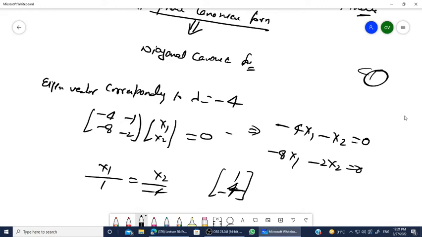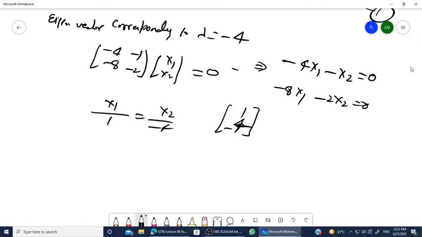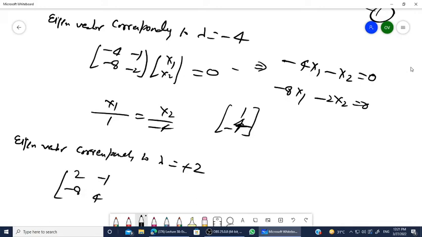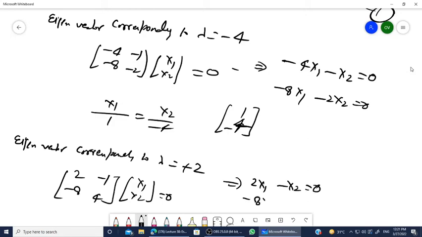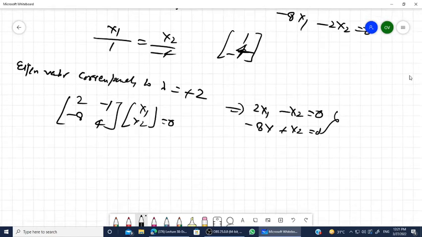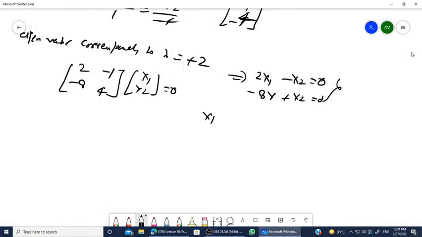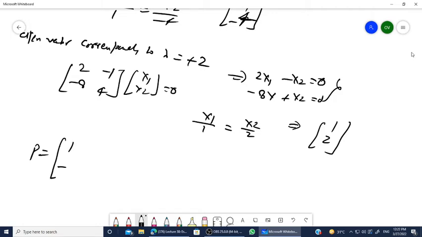In a similar way, you have to compute the eigenvector corresponding to lambda equals to plus 2, and it becomes [2 -1; -8 4] times x1 x2 equals 0. So 2x1 minus x2 equals 0, and the second equation is again the same, and hence you can write x1 upon 1 equals x2 upon 2, and the corresponding eigenvector is [1 2]. So your P matrix becomes [1 1; -4 2].